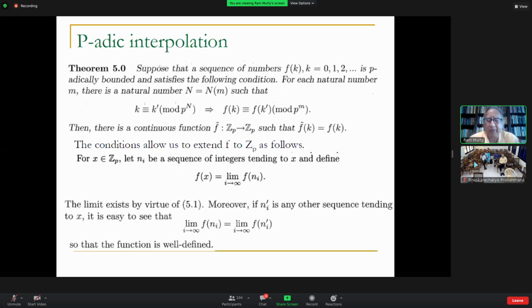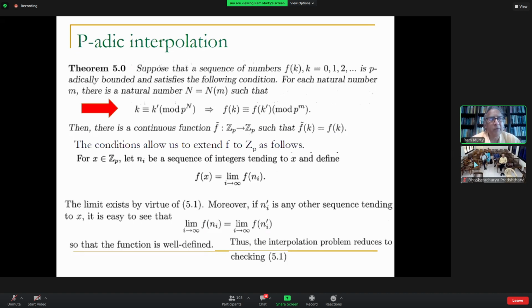So now I think we understand what p-adic interpolation is all about. You give me any sequence of numbers that satisfy this condition, k congruent to k' mod p^n implies f(k) congruent to f(k') mod p^m. If it satisfies that kind of condition, then you can actually interpolate the thing. So this interpolation reduces to checking whether this 5.1, which I keep calling 5.1, is satisfied or not. That's the key condition that we have to check.